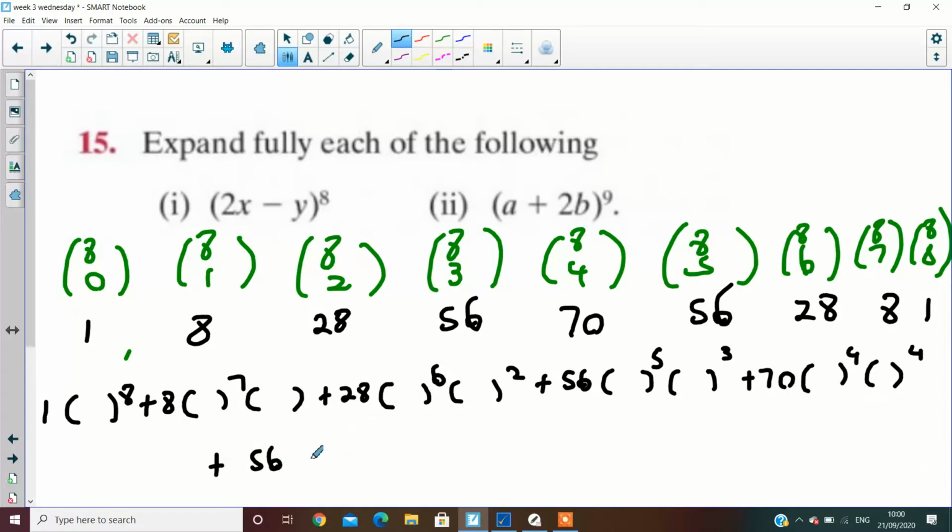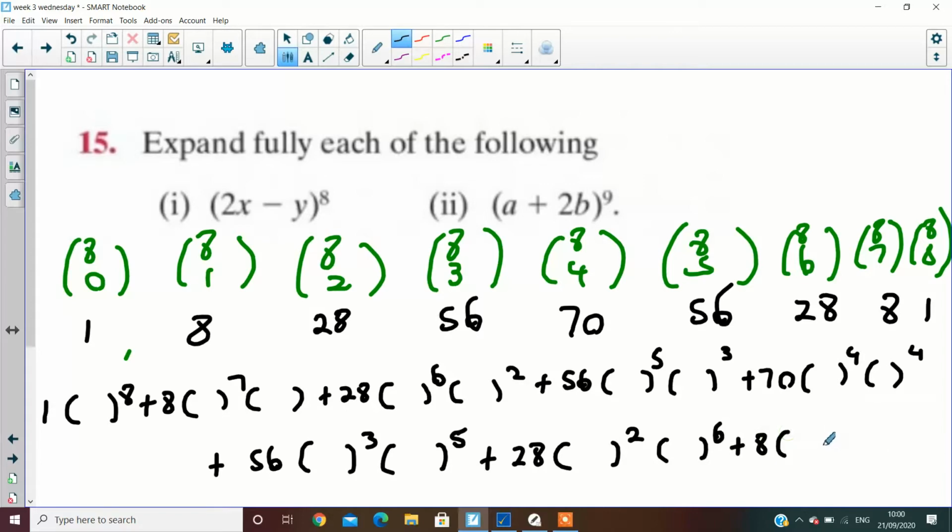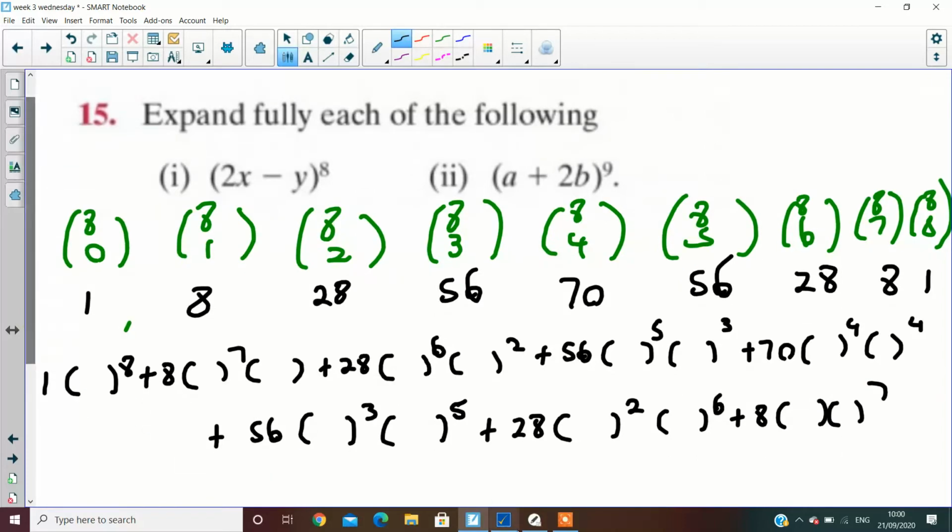plus 56 blank to the power of 3, blank to the power of 5, and then 28 blank to the power of 2, blank to the power of 6, 8 blank to the power of 7, and finally all the way underneath you're going to have 1 blank to the power of 8. Now you have to fill in what goes into the blanks. You see our 2x's here. 2x, 2x, 2x, and then we have our minus y.